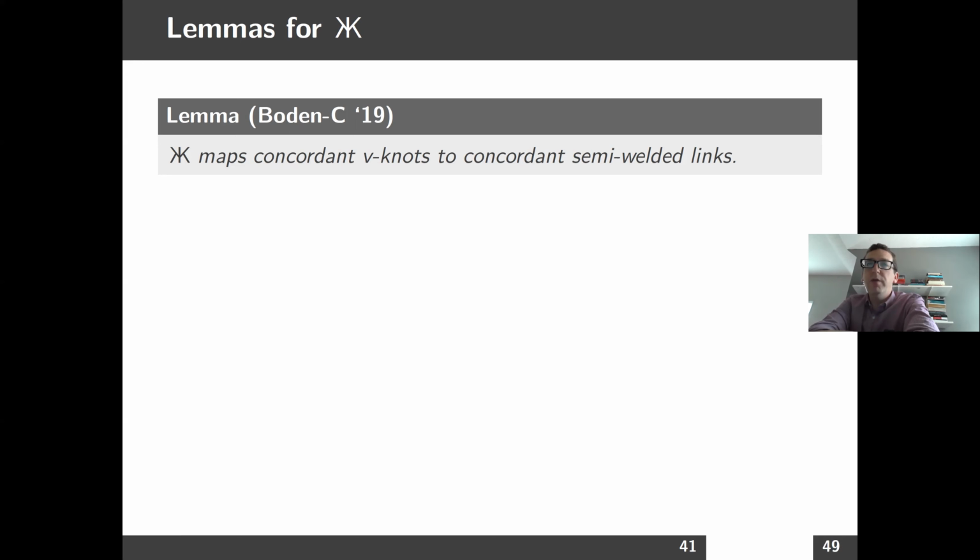Okay. Besides being well defined and an invariant of the Reidemeister moves, it also is a concordance invariant. That's kind of easy to see, because concordance doesn't involve any crossings whatsoever. The birth, death, and saddle relations don't introduce any new crossings, right? So when you apply the J map to concordant links, nothing unusual happens, and you get a concordance of those semi-welded links.